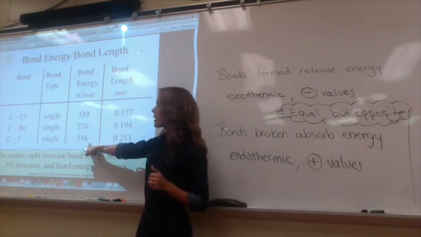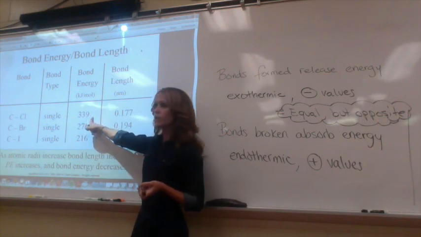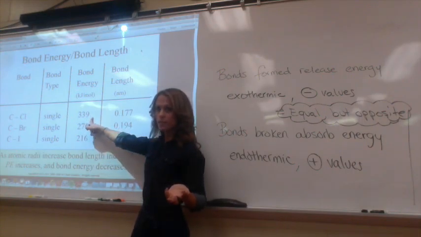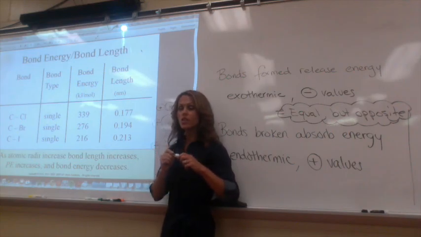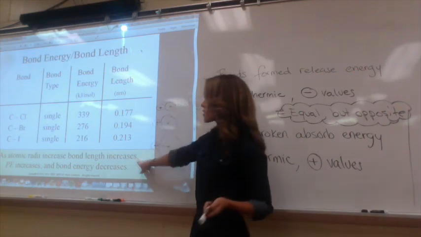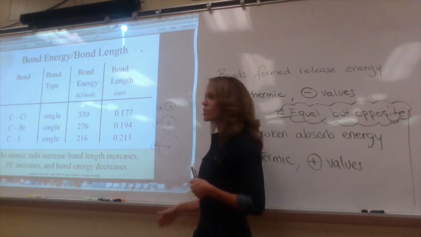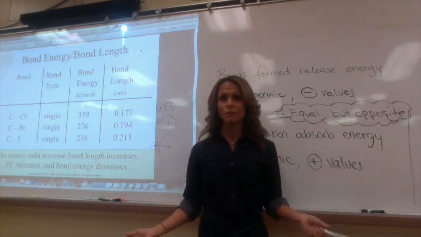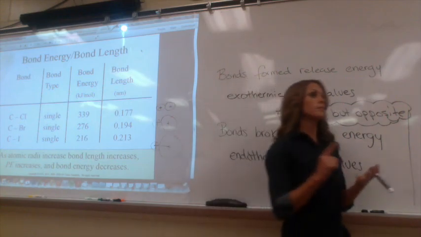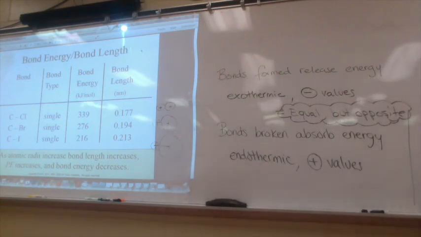So the energy required to break that bond is less than the energy required to break the one that's closer. Make sense? So you just have to relate that. Bond energy and bond length are related. So as atomic radii increases, bond length increases, potential energy increases, and bond energy decreases. You will get asked all of those. So you'll get asked what happens to the potential energy, what happens to the bond energy, what happens to the bond length. Which one of these has the lowest potential energy? CCl, right? Because they're closest together.